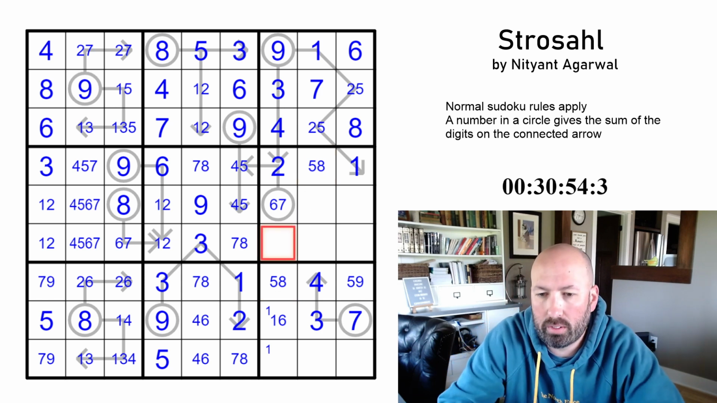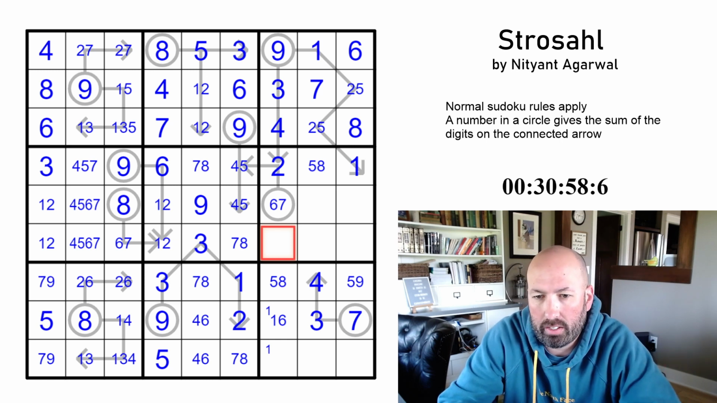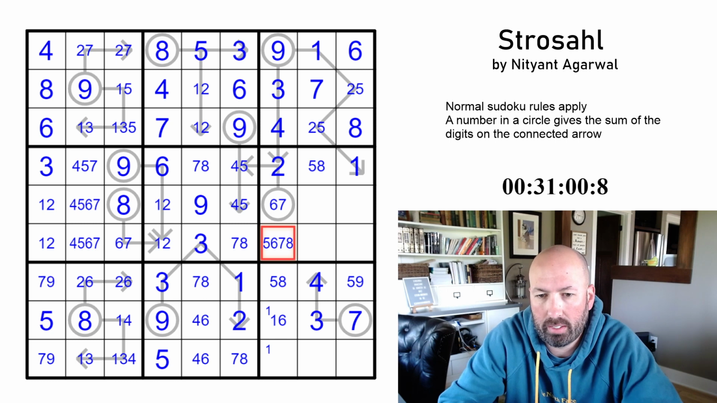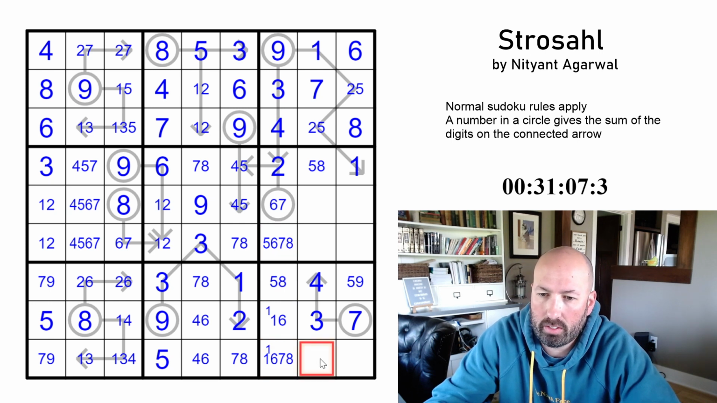right, well, what's left in here? 5, 6, 7, 8. Right. So this could be any of them, I think. 5, 6, 7, or 8. 1, 6, 7, or 8. So there's a 5 in one of those.